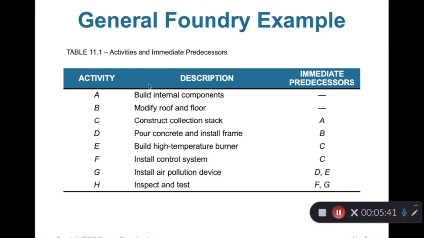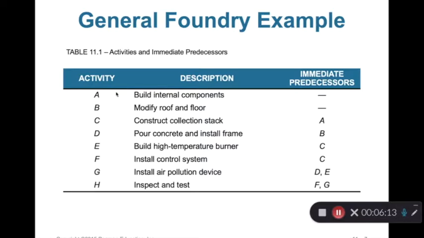And now you can look at this table. This table shows activities and immediate predecessors. So we can see there are some activities from A to H, and then we have some descriptions. Basically, based on descriptions, we need to figure out the relationships among activities, and we want to know which activities are immediate predecessors.